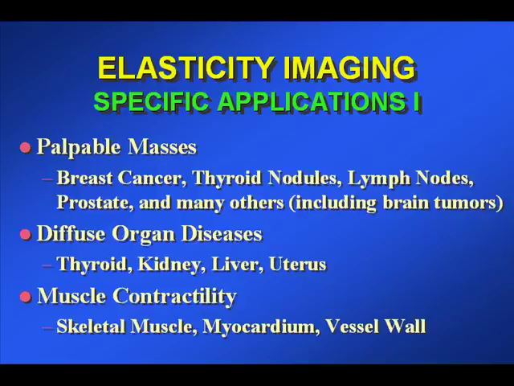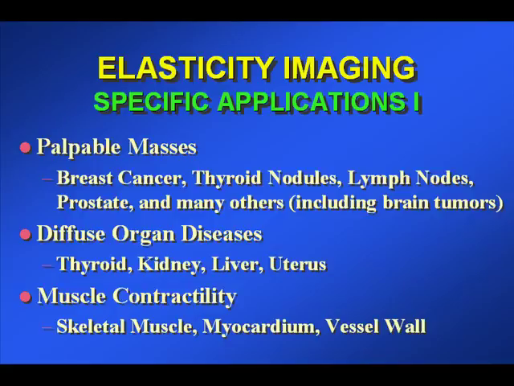Now let's move to some specific applications. Just a listing of applications here on the next 2 slides are palpable masses such as cancers, nodules, nodes, things like that. Diffuse organ diseases also produce changes in stiffness of tissue and are amenable to elasticity imaging, but the difficulty of that is that elastograms are subjective and they're relative images, and you may not see anything if the whole organ is uniformly increased in stiffness. There are ways around that we will discuss.